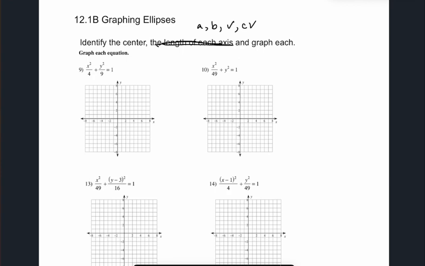So if you could please use the time you have right now to work on the problems you see there. And then next up, we're going to do hyperbolas. That's going to come next. So there you go.